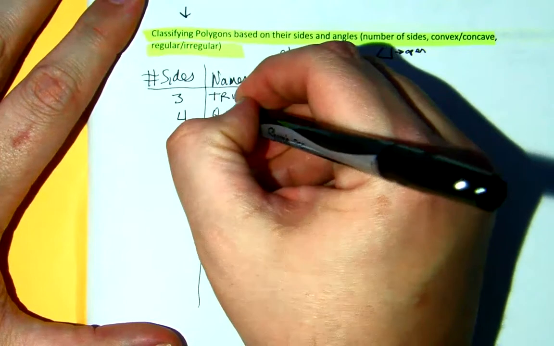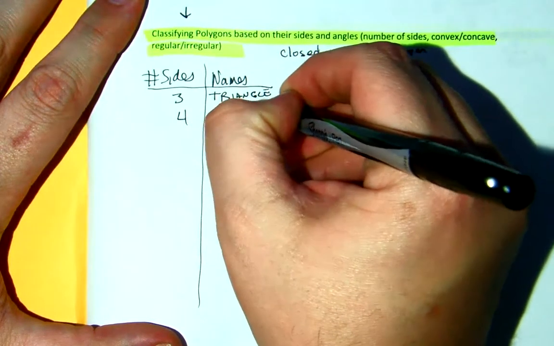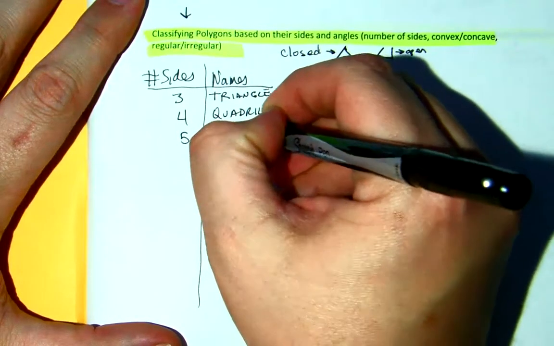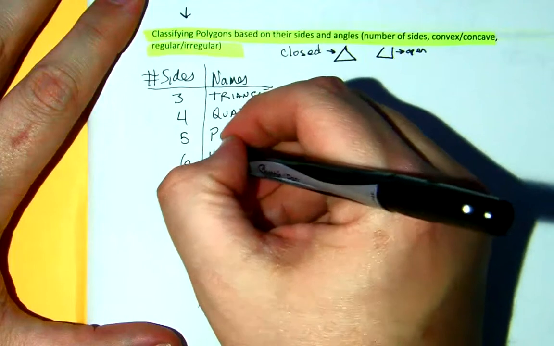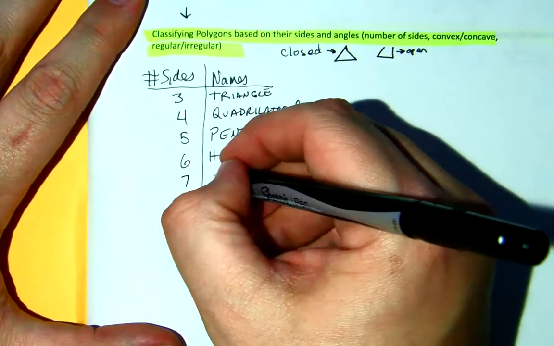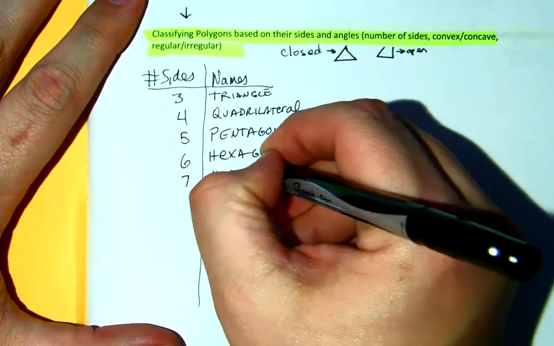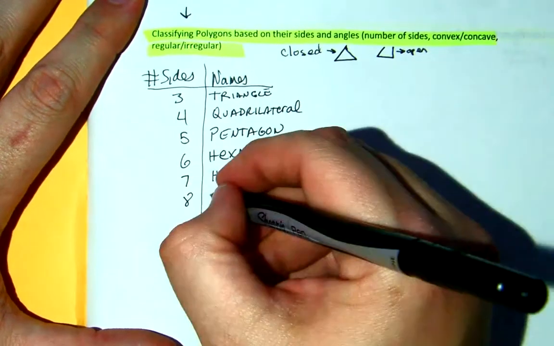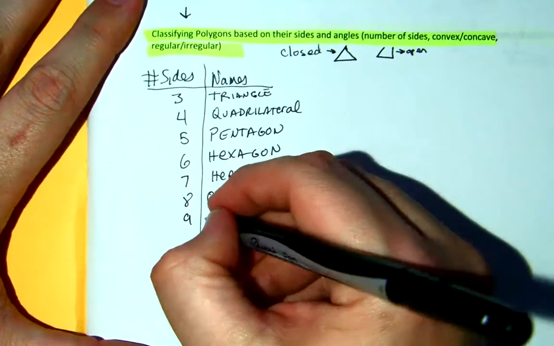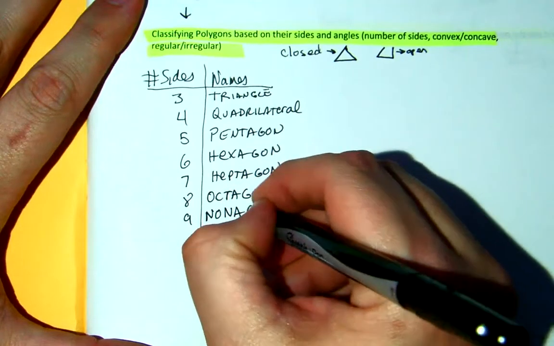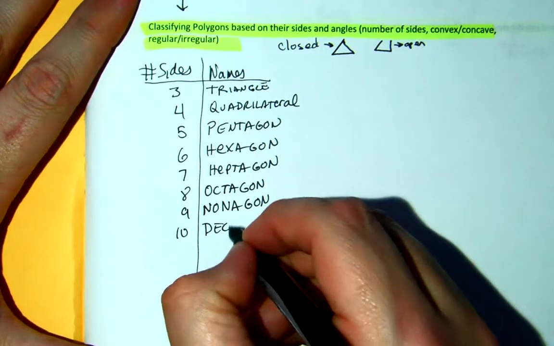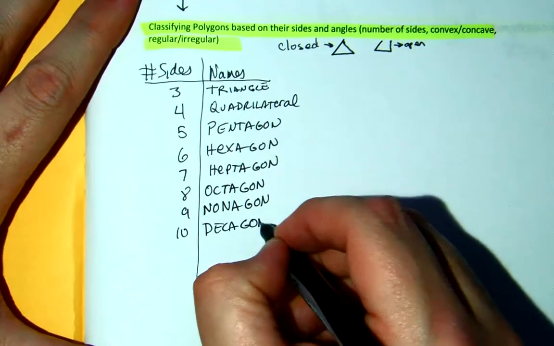4 is your quadrilateral. 5 is a pentagon. 6 is a hexagon. 7 is a heptagon. 8 is an octagon. 9 is a nonagon. 10, deca, like decade, a decagon.